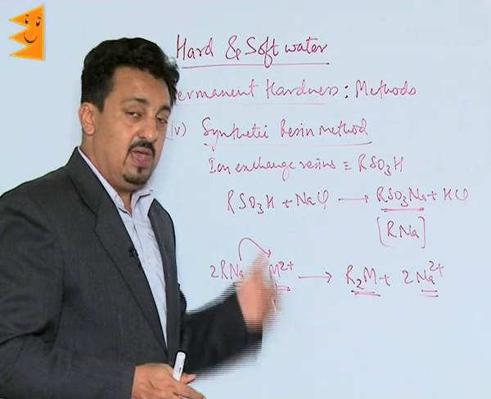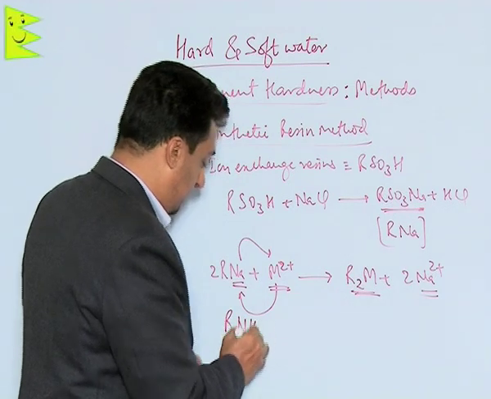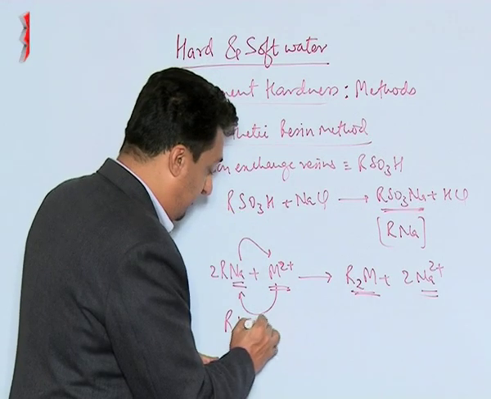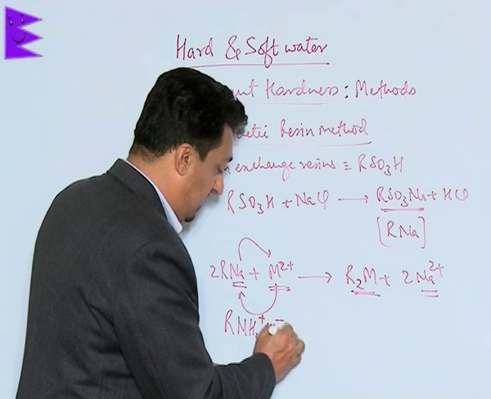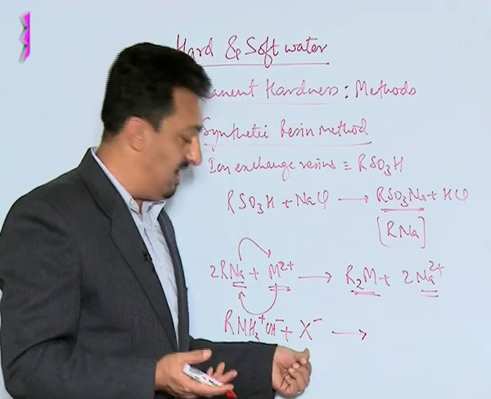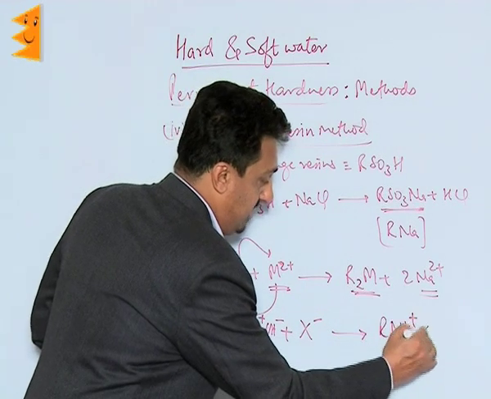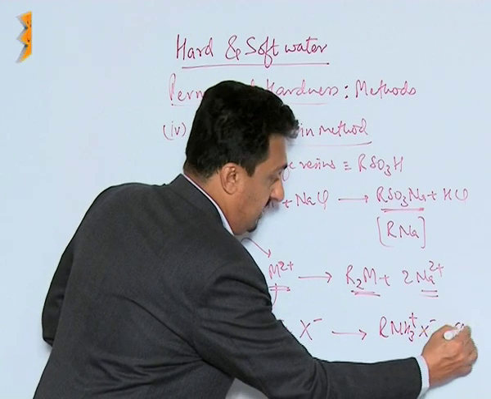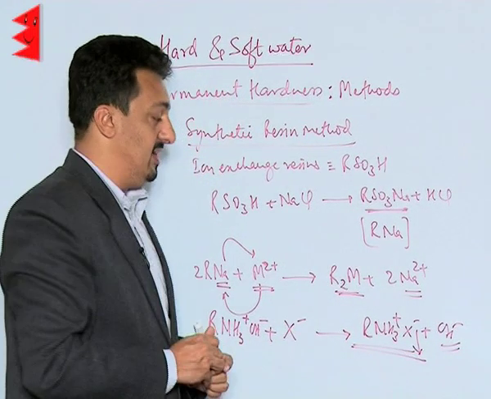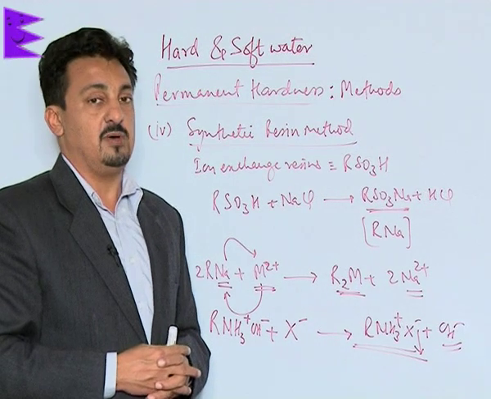In a very similar way, the anions are also removed, because we write the alkyl resins, which are exchanging anions, not the cations, as RNH3 plus and OH minus. They combine with the X minus ions, which can mostly be the chlorides or the sulfates. Then what happens is their own salt RNH3 plus X minus is formed, and OH minus comes out in the solution, and this is how they get filtered out, precipitated out, and separated out easily. So this is the synthetic resin method of removing the permanent hardness of water.